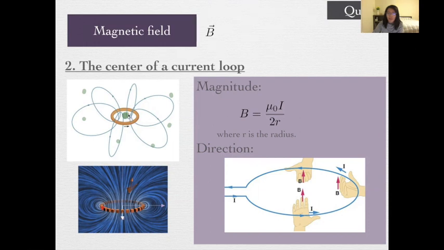So the magnetic field for this point is just B equals mu naught I over 2R. This equation comes from integrating all the little current segments, because they all create a magnetic field at the center. When you sum them up, this is the result. And it looks like this.